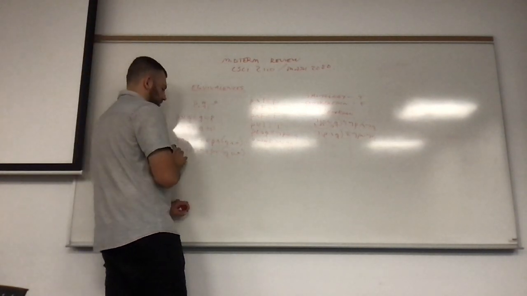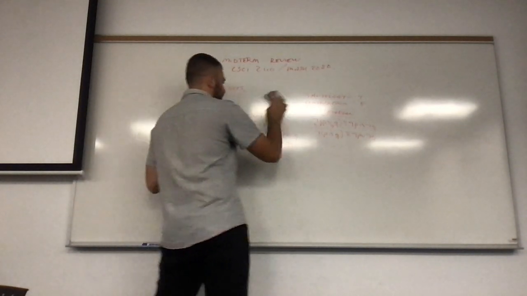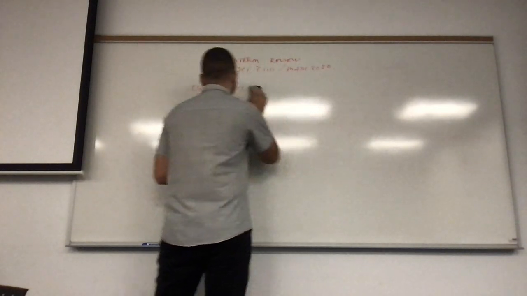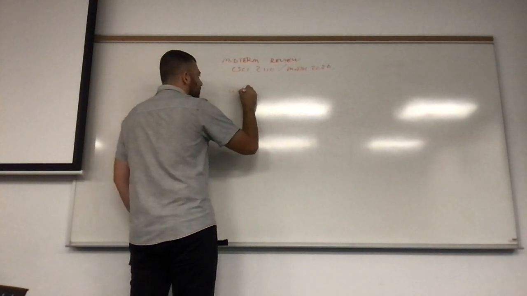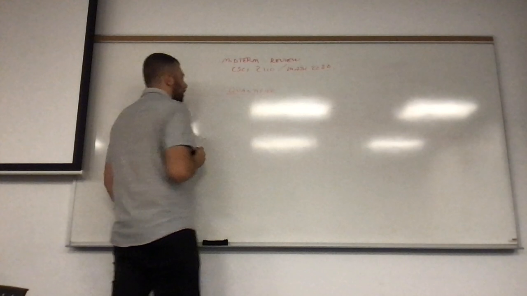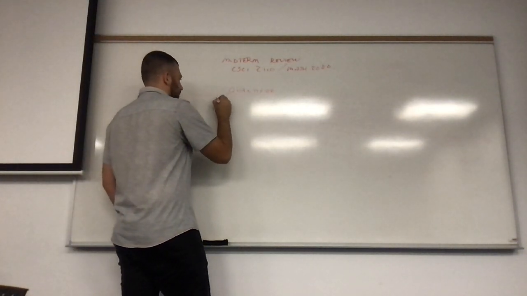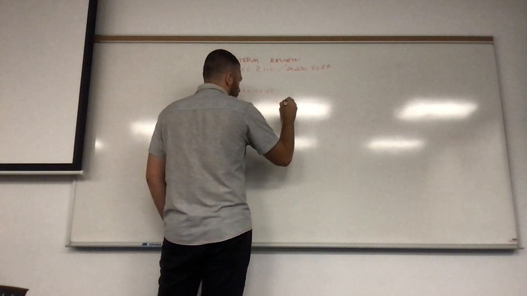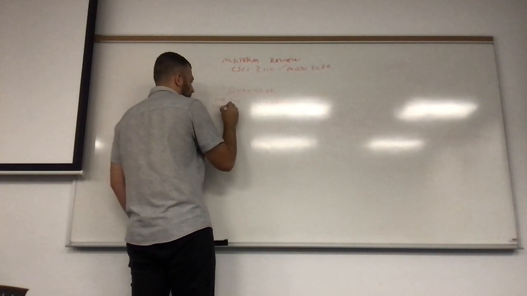So maybe we can move on to talking about quantifiers. So what's a quantifier? Well, a quantifier is like for all or there exists. So it's either for all, which we call the universal quantifier, or it's there exists.